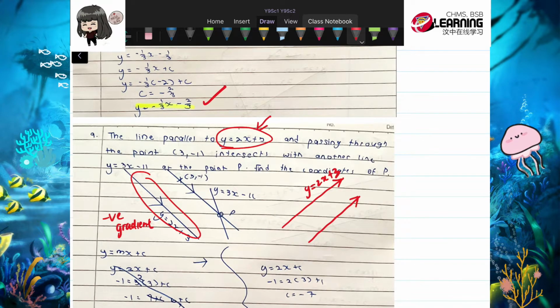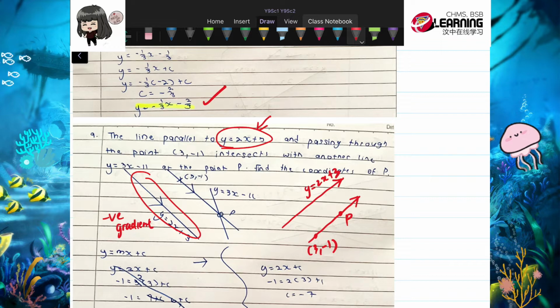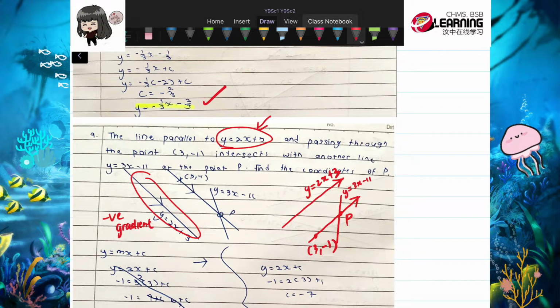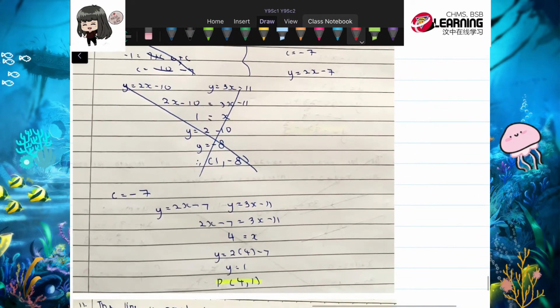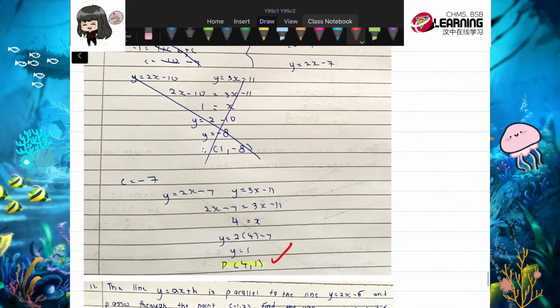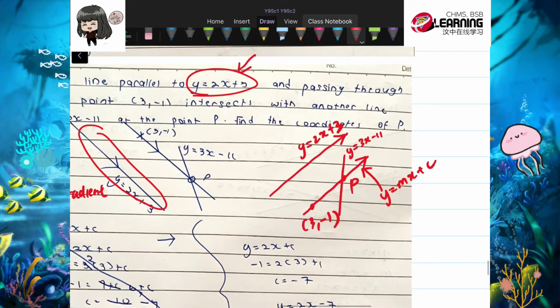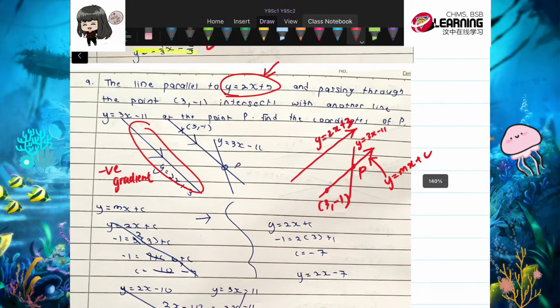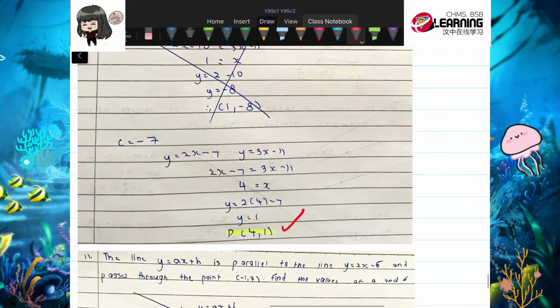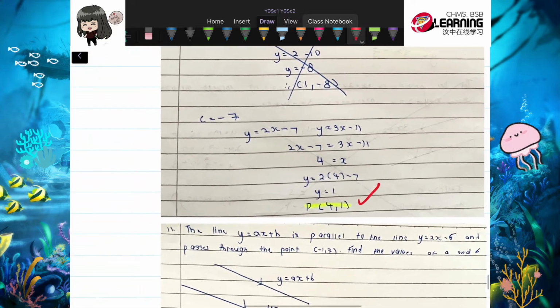And then it passes through P. Here is your P, and here is 3, negative 1, and your line is like this. This line is y equals 3x minus 11. And this is the line that you are looking for, y equals mx plus c. I know your answer is correct, your final answer is P bracket 4, 1. But if you draft it out, please be careful of the gradient. If the gradient is positive, remember to draw it upwards. So the answer is 4, 1. I think a lot of you got this one correct.